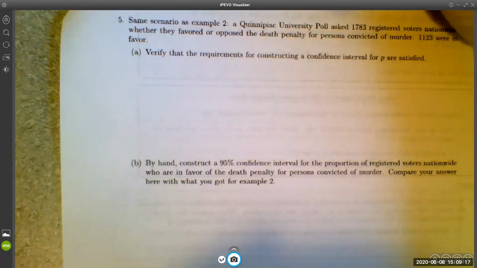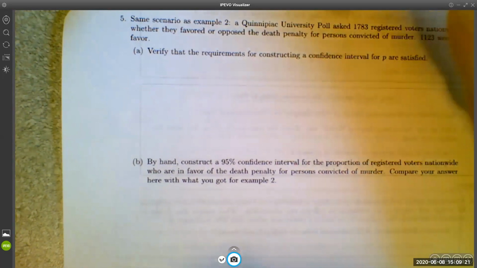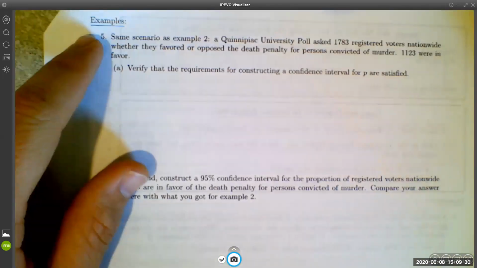So this one says, same scenario as example 2. I don't know why I called this example 5. I think we're only on example 3. Probably. Oh no, it is example 5. No, okay, it is example 5. It says, same scenario as example 2.